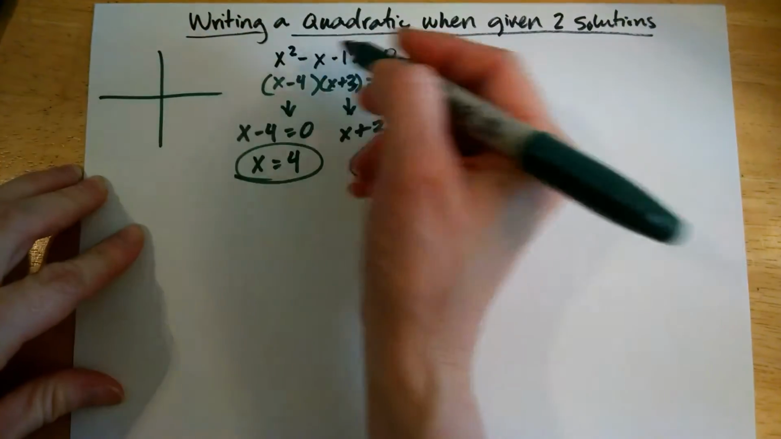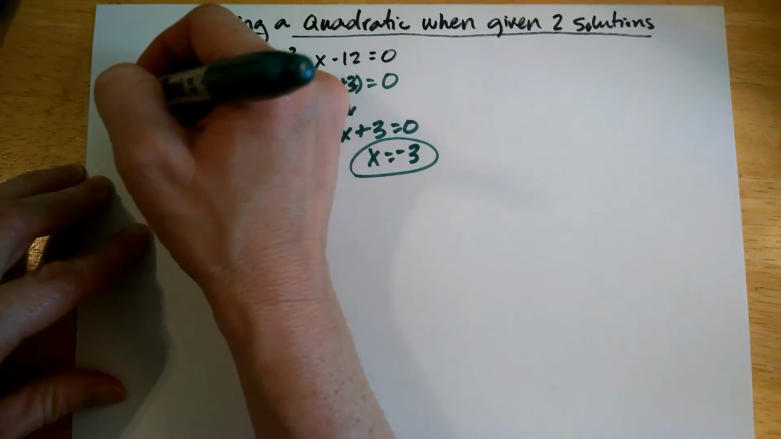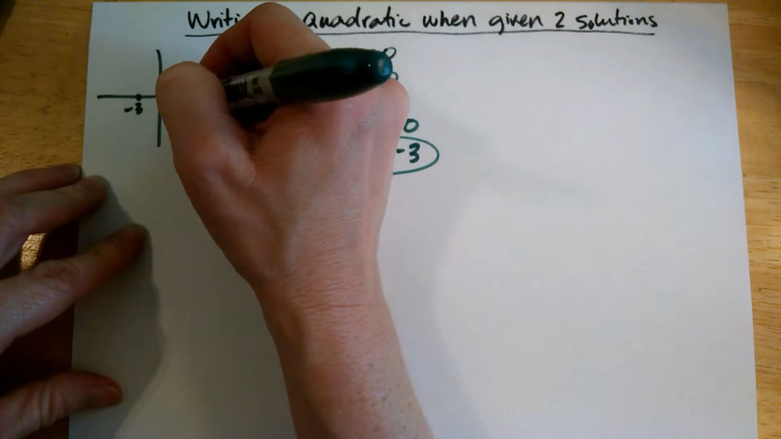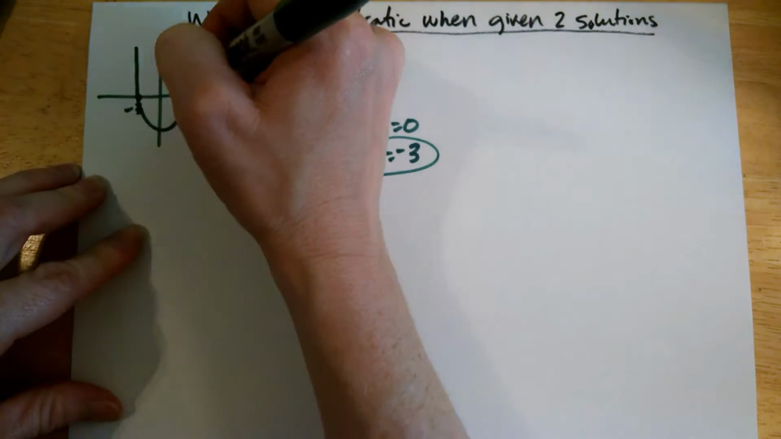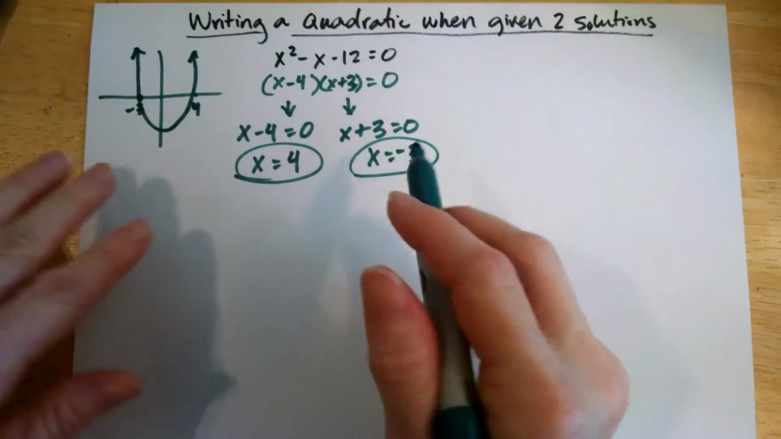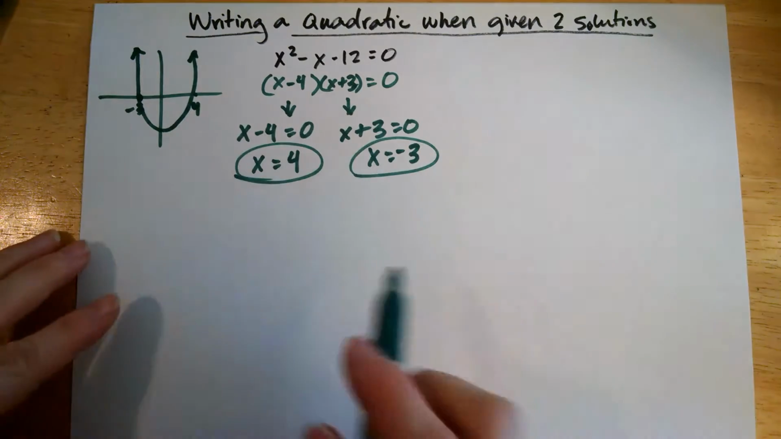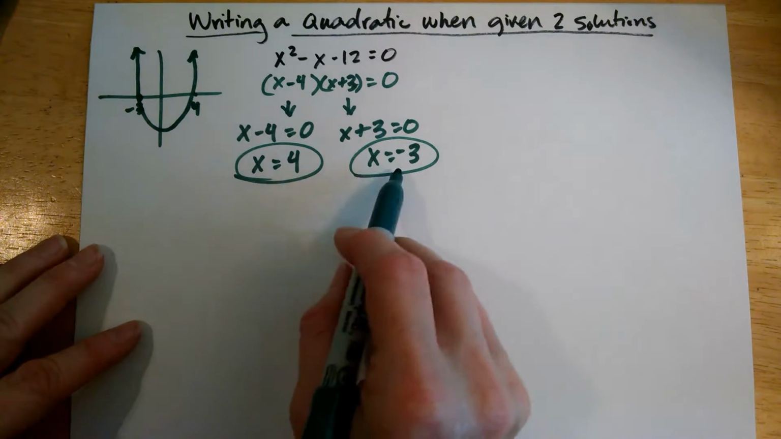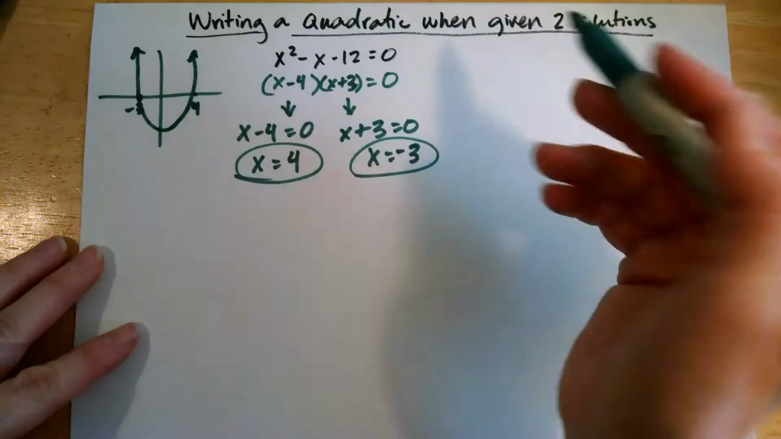So if you want to sketch it out, you can. Let's say that's negative 3. This is 4. It's going to do something like that. It's a parabola. Okay, but that's kind of side note stuff. What we want to focus on is, from these answers, could we take it back to the quadratic?